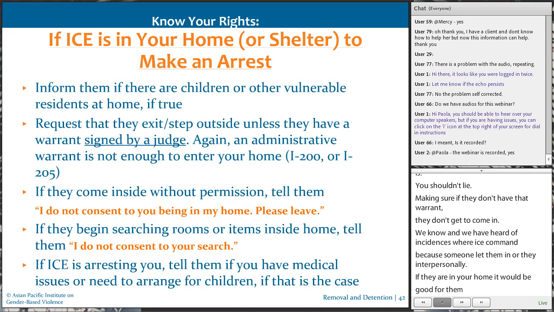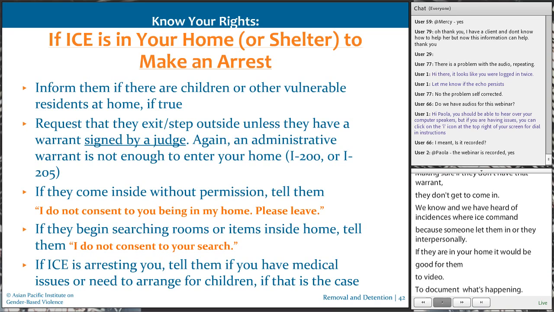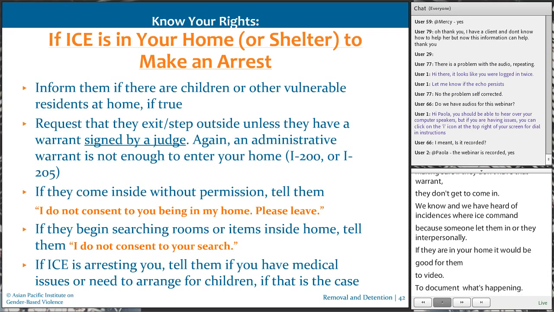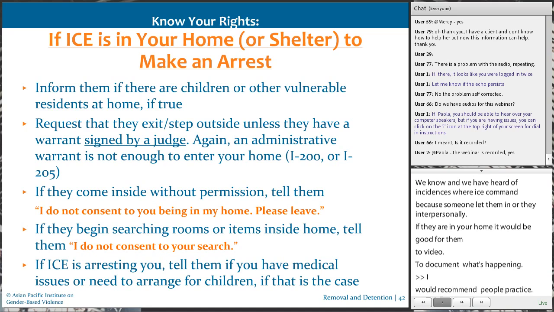So let them know their children or other vulnerable residents are at home, or ask politely that they exit, step aside, unless they have a warrant. I would recommend that people practice saying, I don't consent to you being in my home, please leave. If they begin searching, affirmatively state, especially if you can document this somehow, I don't consent to your search. If ICE is arresting or detaining you, let them know you have medical issues or need to arrange for your children, if that's actually true.